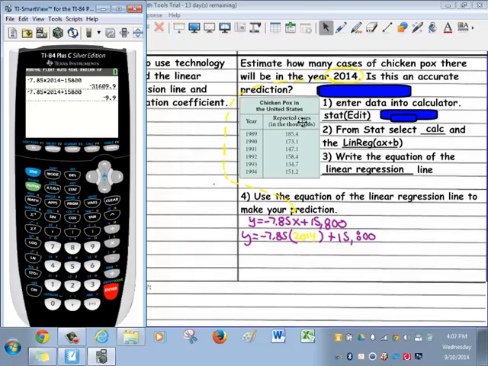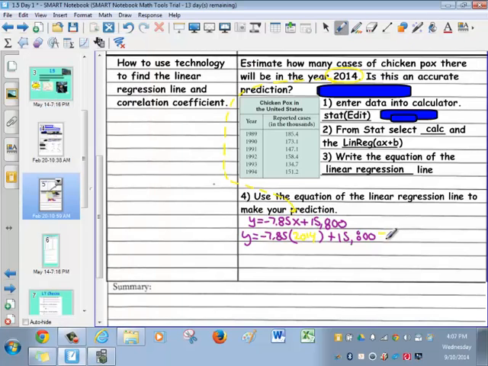Because remember, this is in thousands, right? So this is equal to negative 9.9. So there should be negative cases, which doesn't make any sense. So that might give you an idea that this linear regression line may give you somewhat of an estimate, but obviously this negative 9,900 cases, you can't have negative cases of chickenpox. The lowest you could go is 0, right?